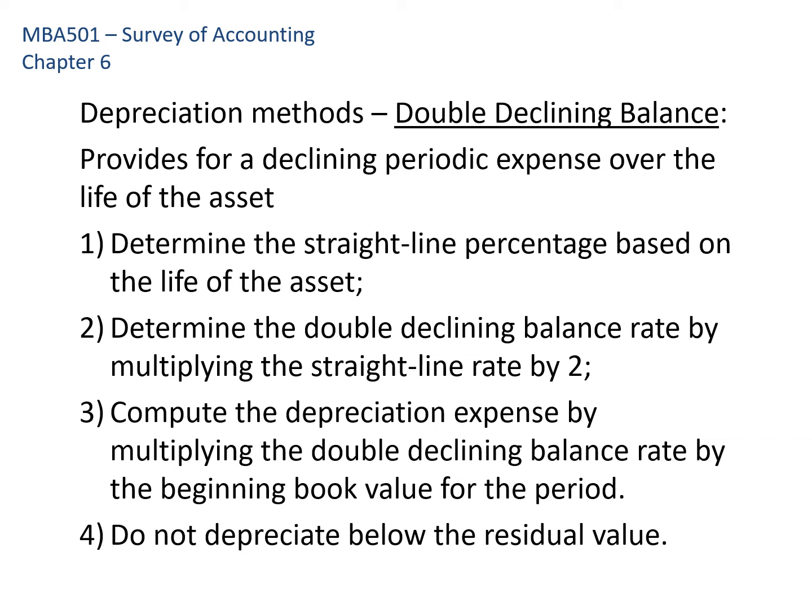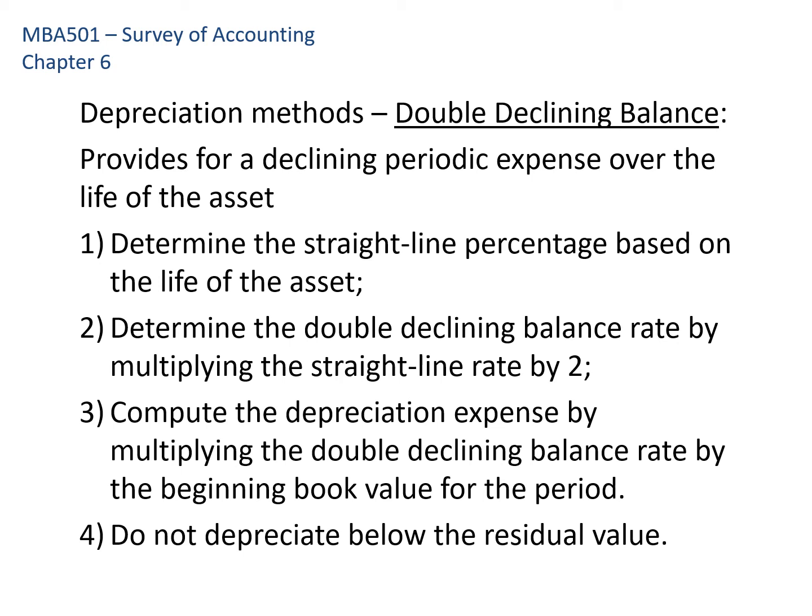So the first thing we'll do is determine the straight line percentage based on the life of the asset. So say as an example, we have a 4-year asset. That's going to be 25% each year. So the straight line percentage is basically the fraction of 1 over 4. If it was a 10-year asset, the straight line percentage would be 10%. Then we double that. So in the case of a 4-year asset, we will double 25%, make it 50%.